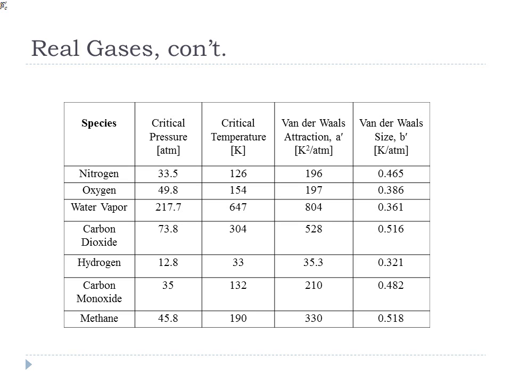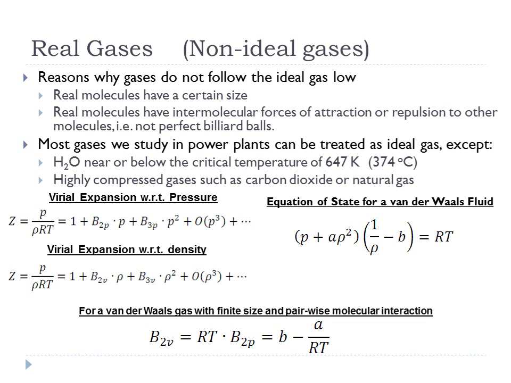What I want to point out here is that, using the equation from the last slide, you can calculate the a prime and b prime for these gases, and you can see the molecules with the largest a primes are water vapor and carbon dioxide. And of course, hydrogen has the smallest attraction between each other. So, as we mentioned before, the reasons why the ideal gas approximation will break down are, one, real molecules have a certain size, and two, real molecules actually have intermolecular attraction or repulsion. They're not just perfect billiard balls.